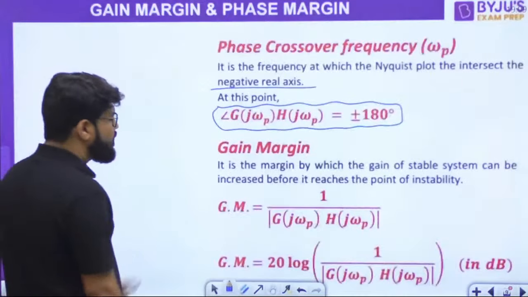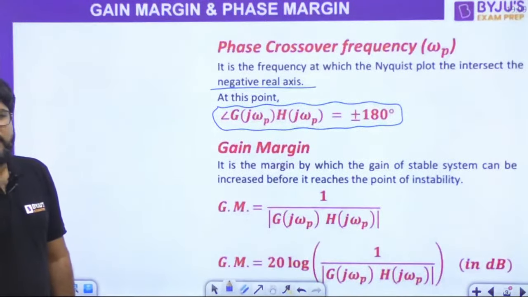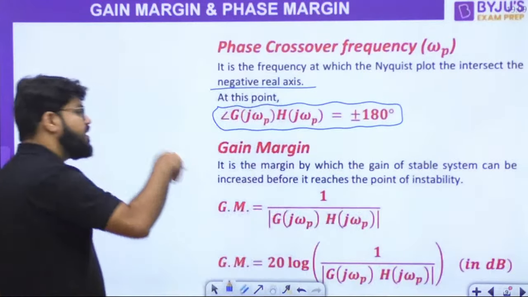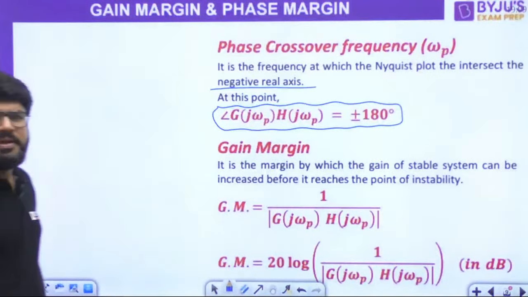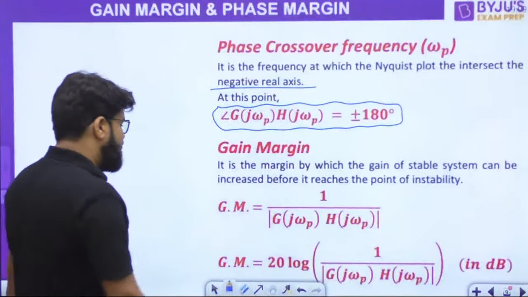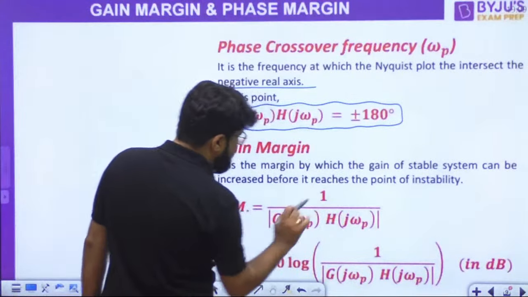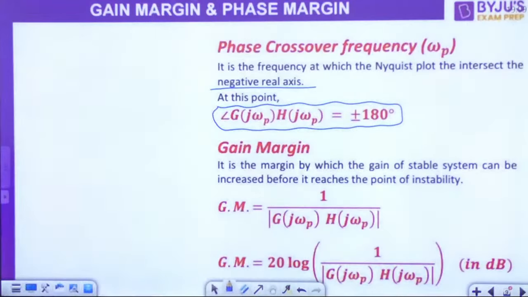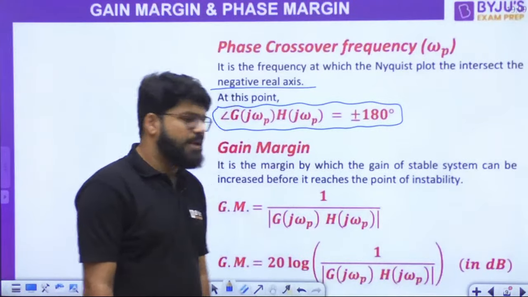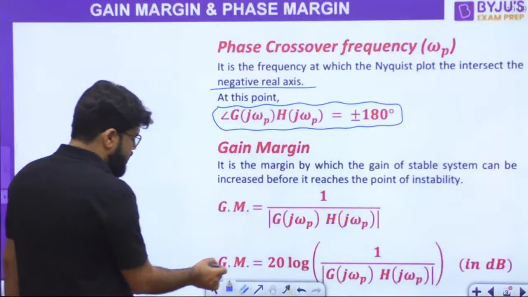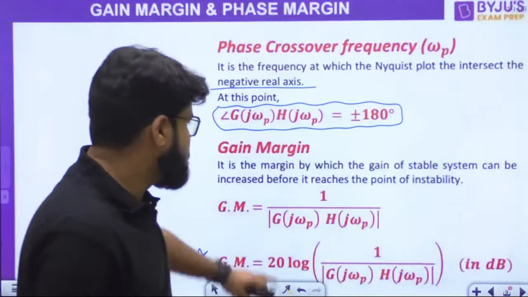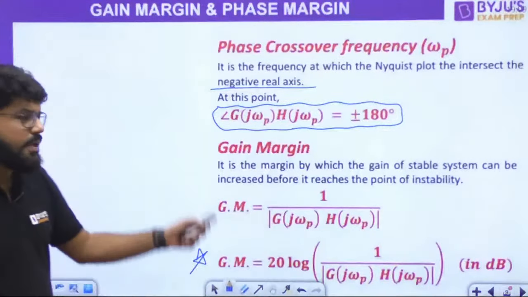Okay, then what is the value of gain margin? It is the margin by which the gain of a stable system can be increased before it reaches the point of instability, or before it tries to go into the unstable region. The gain margin is given by 1 upon mod G(j omega p), or in decibel it is 20 log 1 by mod G(j omega p). Commonly we prefer decibel. This is the default unit. Otherwise the absolute formula is 1 upon magnitude at omega p.